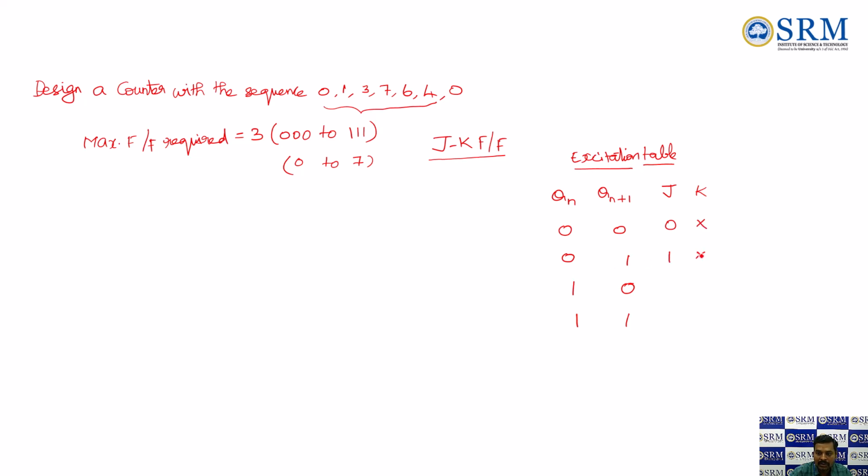If 0 1, then J will be 1, K will be X. If it is 1 0, then J will be don't care, K will be 1. And if both the present state and the next state are high, that is 1 1, then J is a don't care, K is a 0. So without this excitation table you cannot solve this.